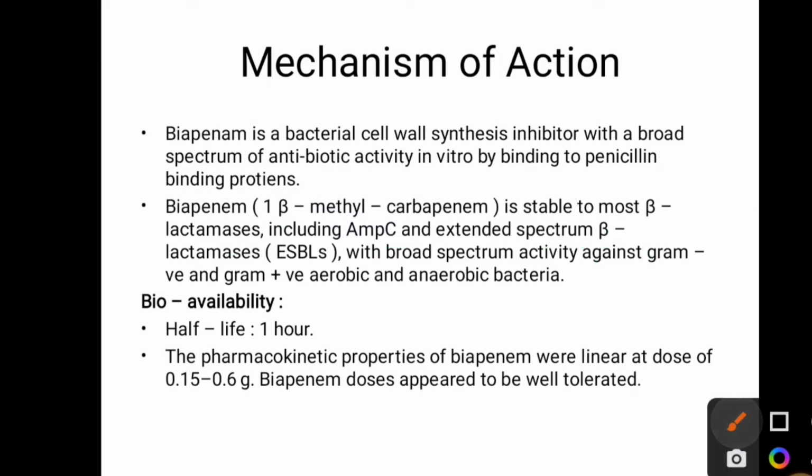Coming to the bioavailability of biapenem, the half-life of biapenem is 1 hour. The pharmacokinetic properties of biapenem were linear at a dose of 0.15 to 0.6 grams. Biapenem doses appear to be well tolerated.